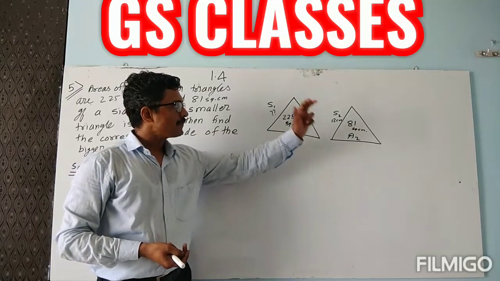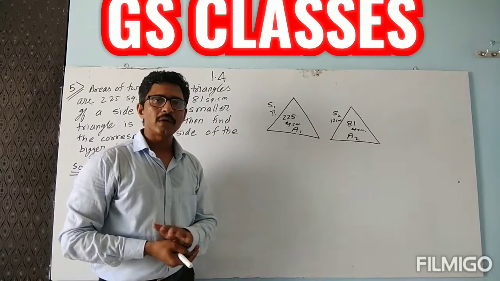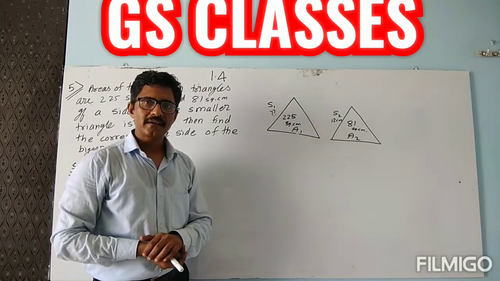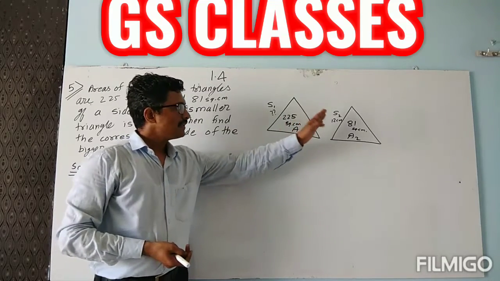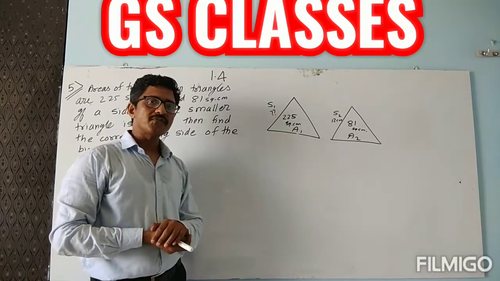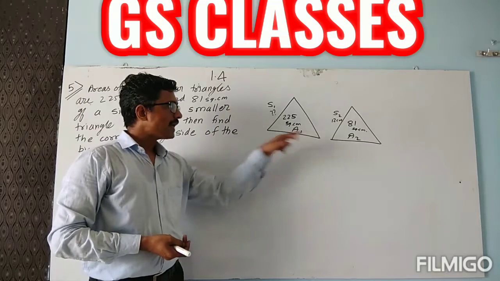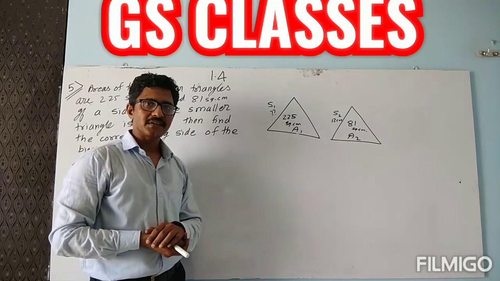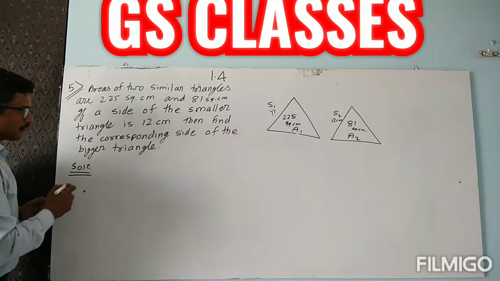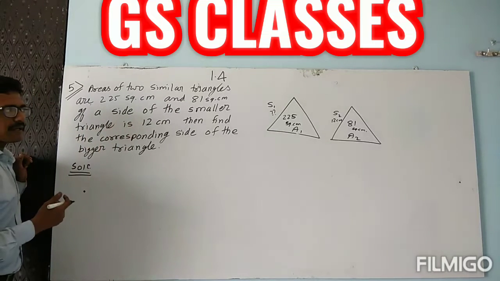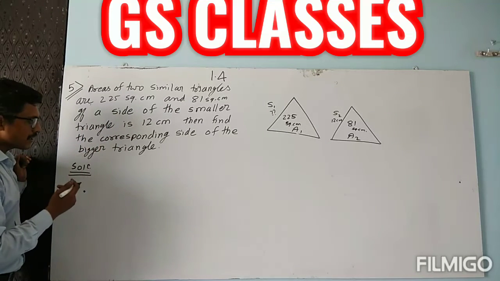Side of the smaller triangle they have given as 12 centimeter. And corresponding side of the bigger triangle they are asking. So let's start with the working. First we have to explain whatever we have taken as a consideration.